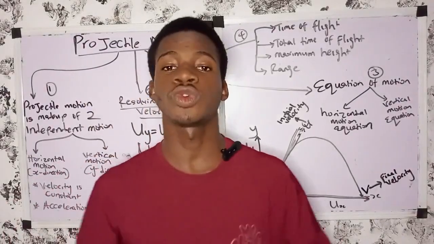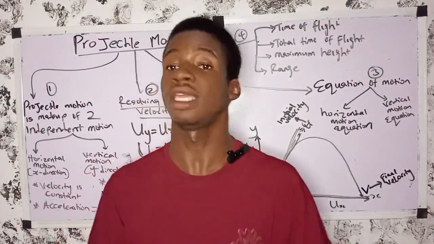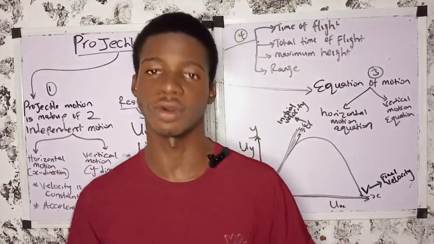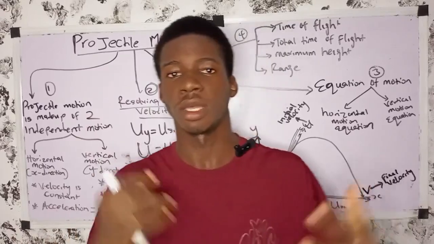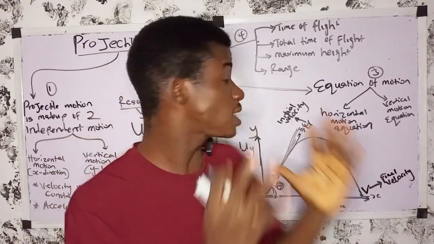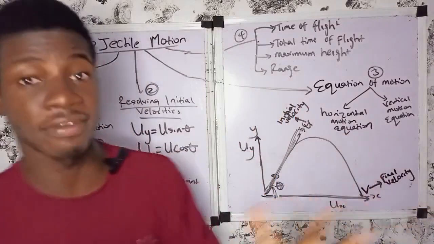All right, so welcome to our fourth class in Physics 101, a 100 level course. In this class, we are taking projectile motion. Today, this class video is divided into 5 categories.